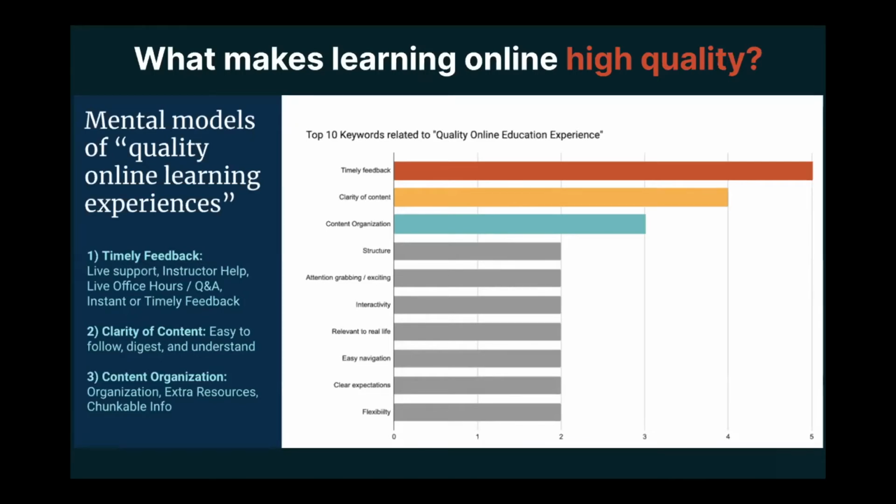That comes in the form of live support, if there's office hours, also just timely feedback. As you would expect it to operate, right? You post something in the forum or you send your instructor an email and you get something quickly back. Clarity of content, just meaning that it's easy to digest, it's easy to follow, you can easily understand it.